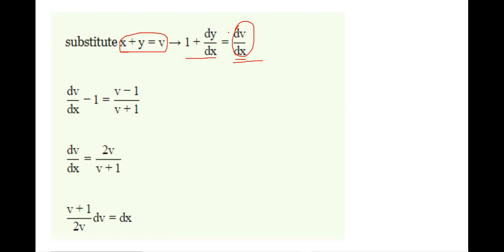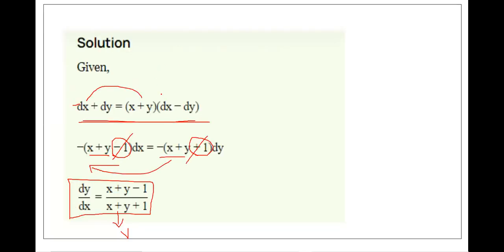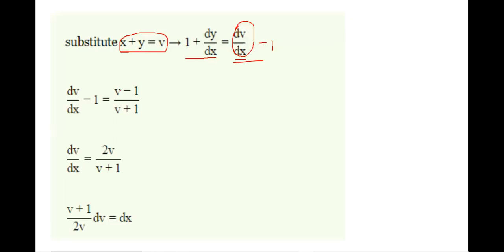Okay, yes, so now when we move this dv by dx, so when we move 1 to the other side, it would be minus 1, right? So minus 1 is equal to, here we have x plus y minus 1, x plus y plus 1. So x plus y we are substituting it as v. So v minus 1 divided by v plus 1. Okay, so dv by dx would be v plus v. That would be 2v divided by v plus 1. Okay, yes. So this is the final answer that we get.